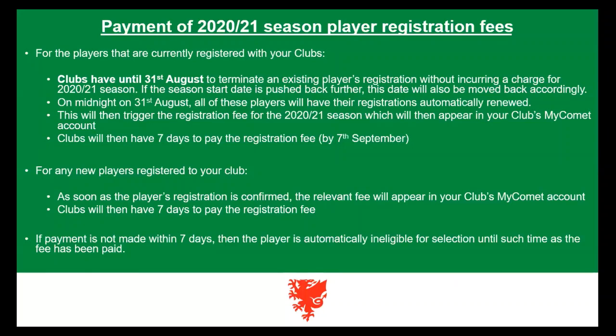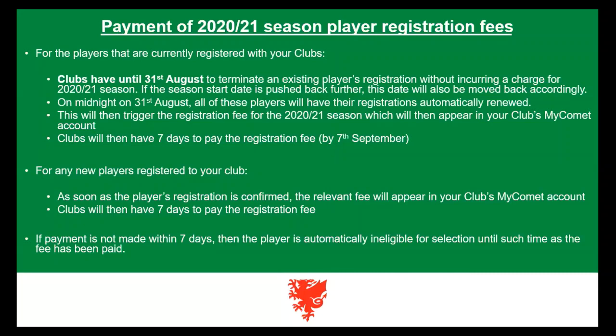The way it's going to work is that on midnight 31st of August, these registrations will automatically be renewed. This will then trigger the re-registration fee for the 2020-21 season, and this will appear in your club's COMET account. Clubs will then have 7 days to pay this fee. So in brackets, you can see there's by the 7th of September, if it is going to be the 31st of August.